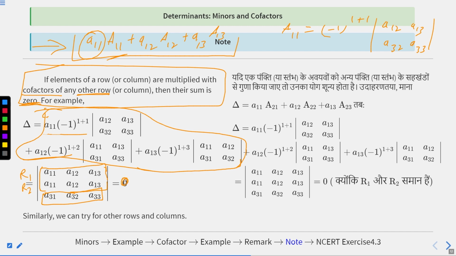So whenever you have to find the determinant of a matrix, and in that matrix you find that one row is a multiple of another row, or the same as another row, then you will get your answer 0. You will get your answer 0. Clear? I hope it is clear.